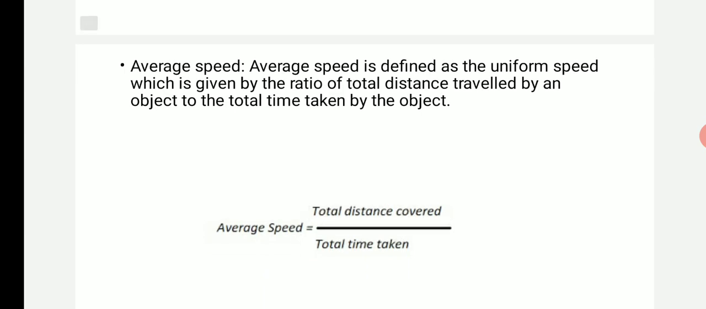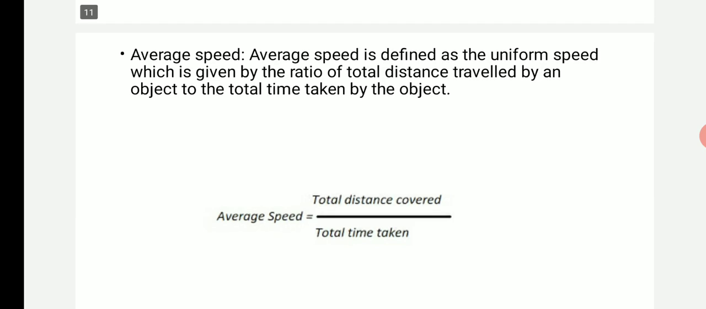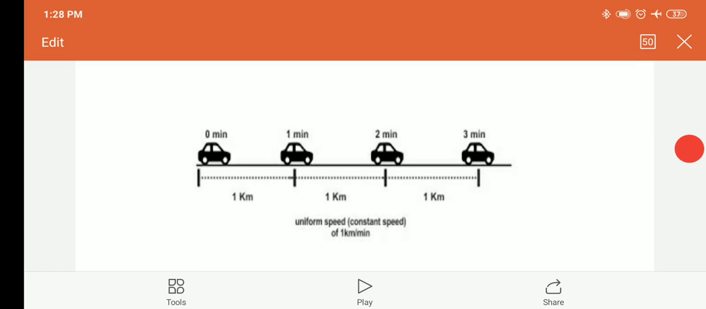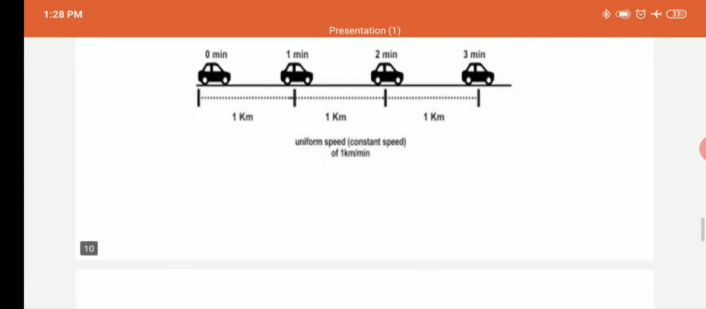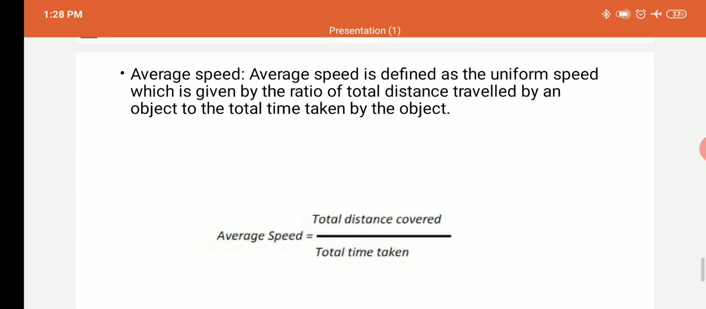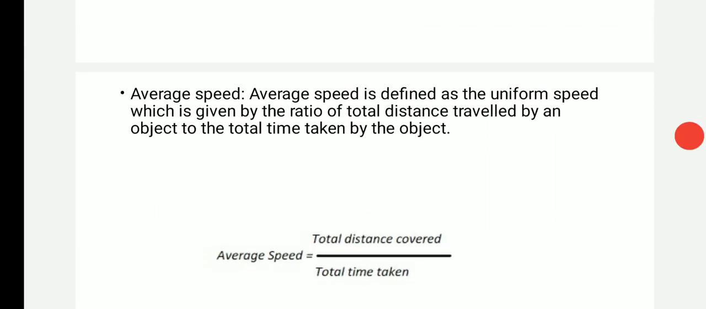Next, average speed. Average speed is given by the ratio of total distance covered to total time taken. In this image, what is the average speed? Total distance covered by total time taken. Total distance is 1 kilometer plus 1 kilometer plus 1 kilometer, which is 3 kilometers. Total time taken is 1 minute plus 1 minute plus 1 minute, which is 3 minutes. So 3 kilometers by 3 minutes is again 1 kilometer per 1 minute.